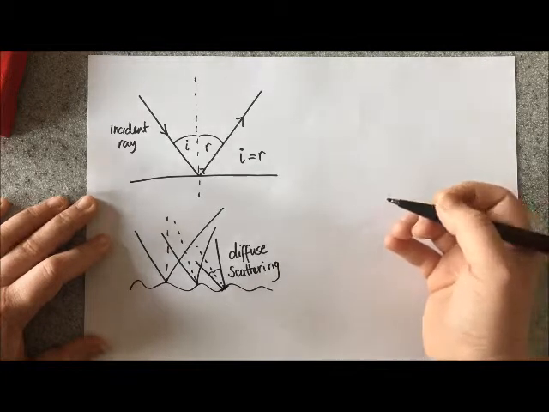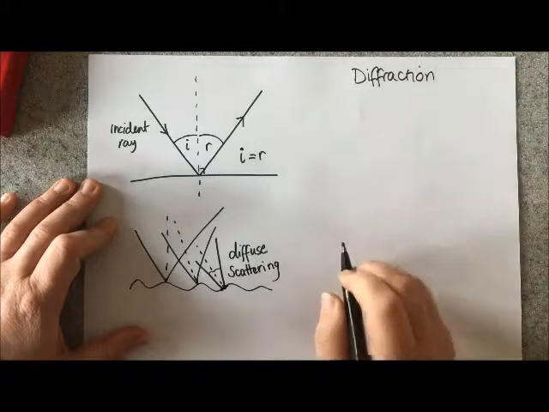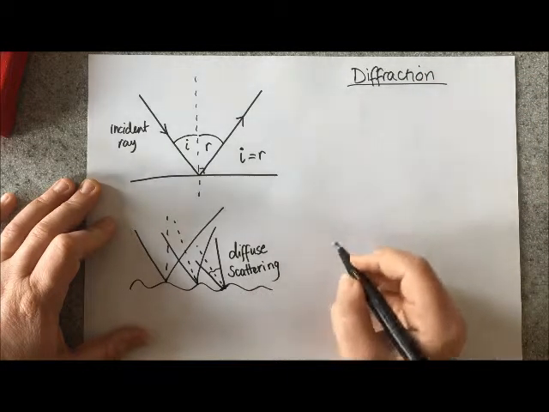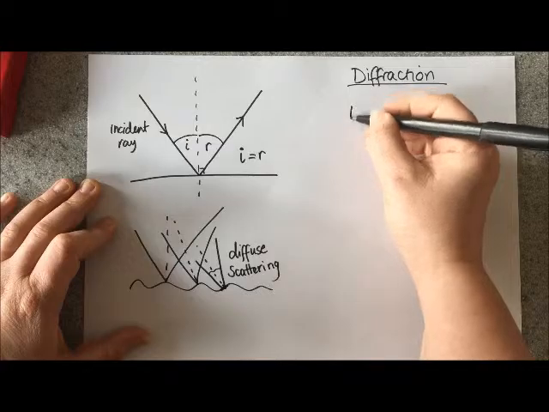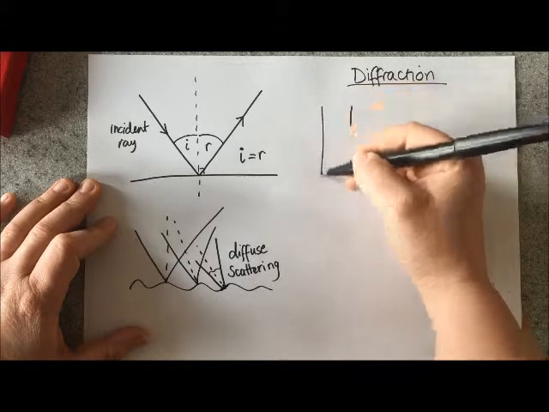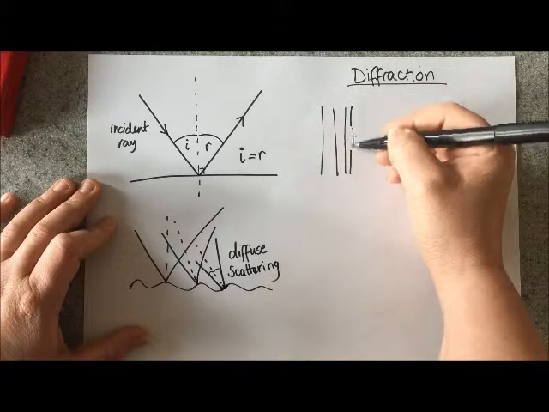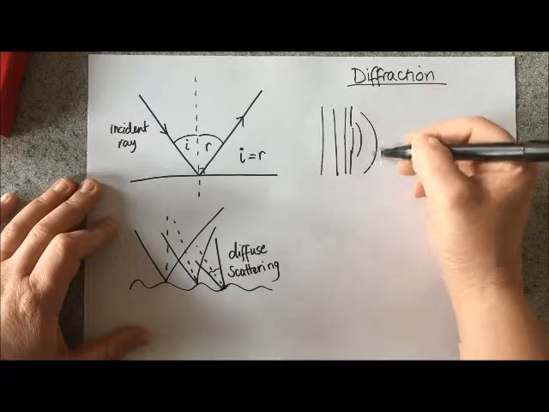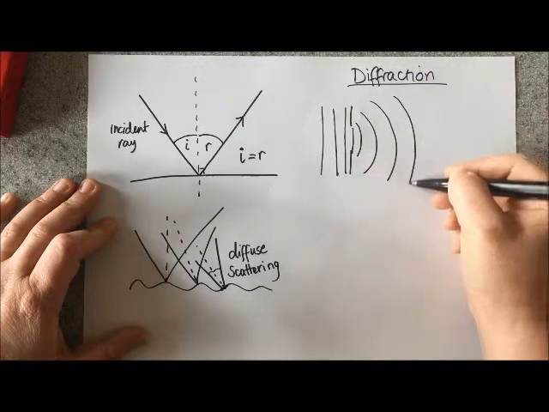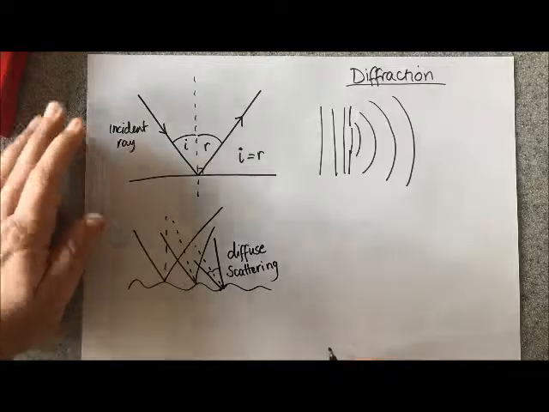So the other thing that we need to talk about is diffraction as well. So diffraction is actually a property of waves where when they go through a gap, the wave approaching like this will actually diffract and come out and spread out as the wave passes through a gap.